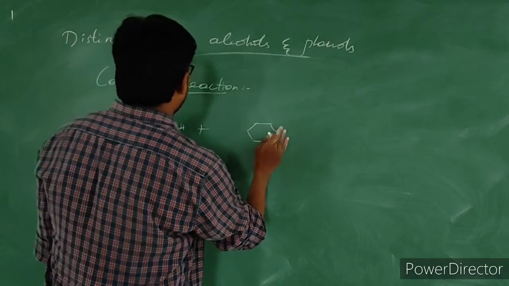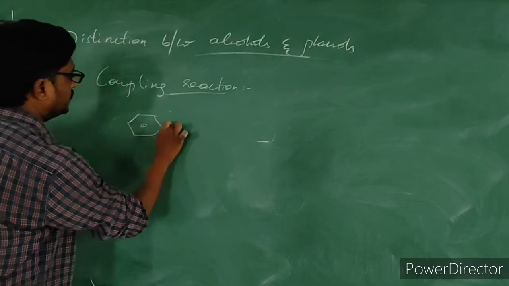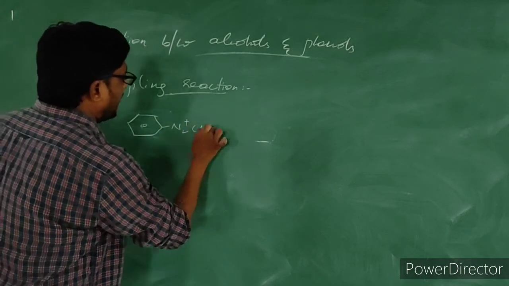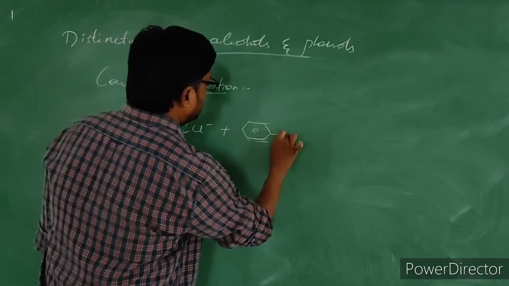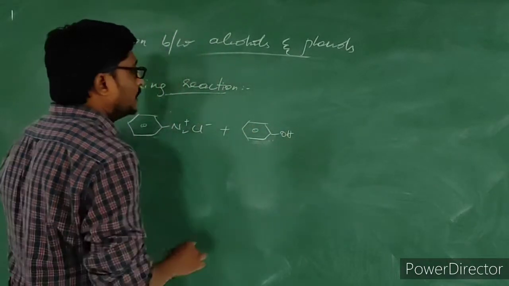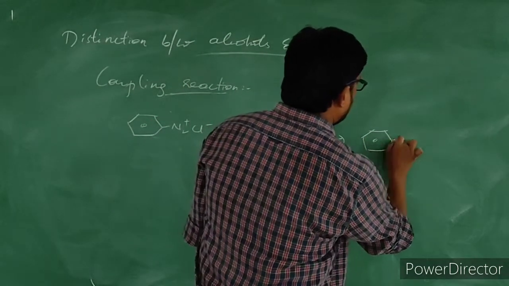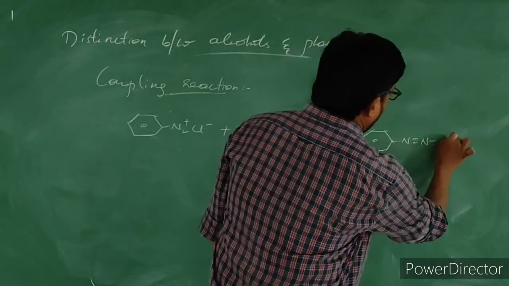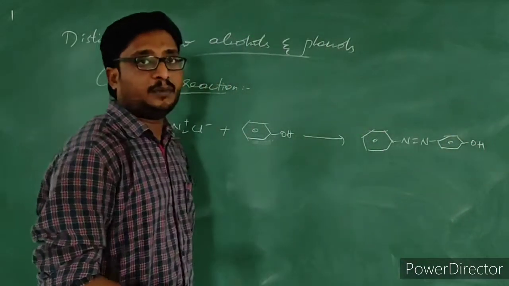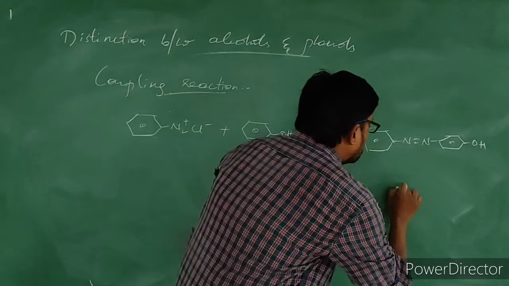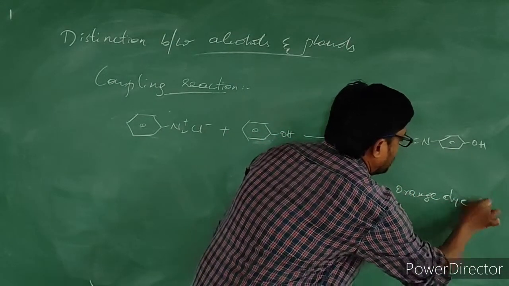Let me write the diazonium halide first. This is diazonium chloride, reacting with phenol. So it will produce para-hydroxyazobenzene in this way. It forms a dye. An orange dye gets produced.